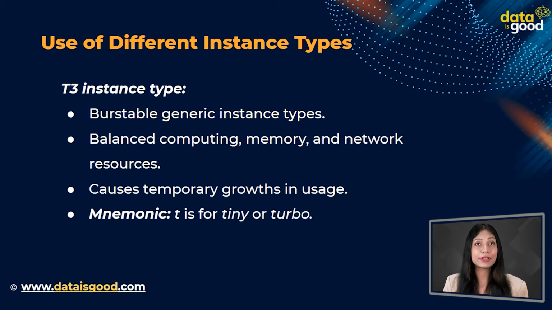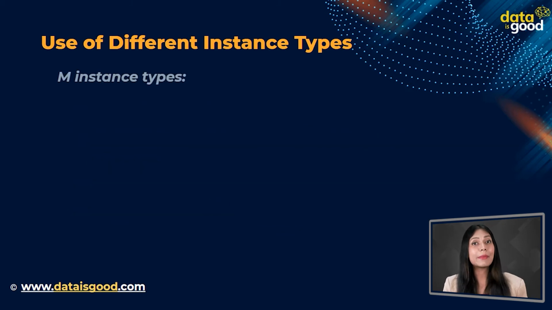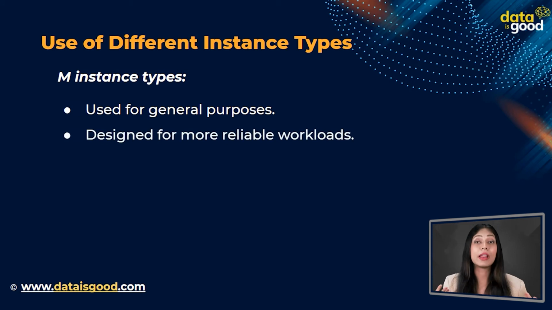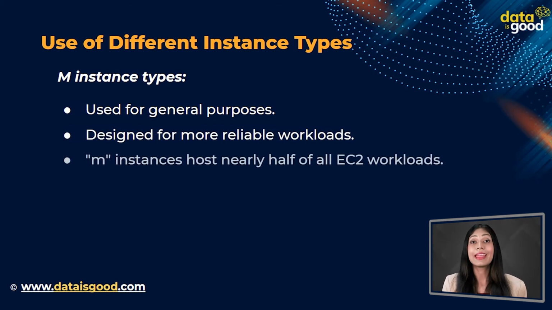The second type of instance which we will learn is M instance types. These instance types are also used for general purposes. The M instance type is similar, but they are also designed for more reliable workloads. It has a good mix of CPU, memory, and disk. It is the reason M instances host nearly half of all the EC2 workload.